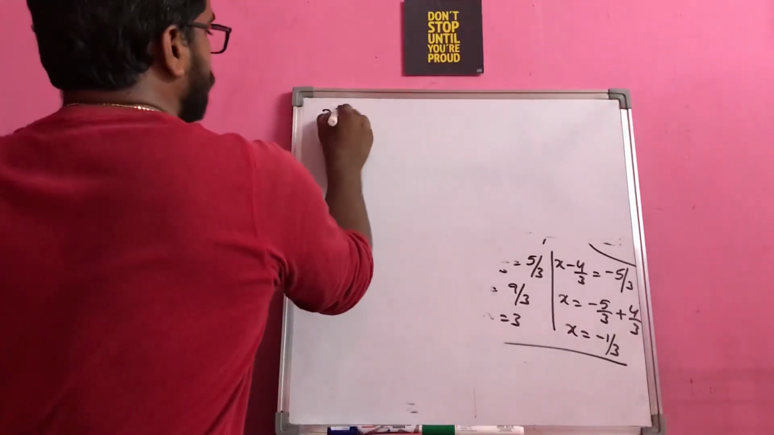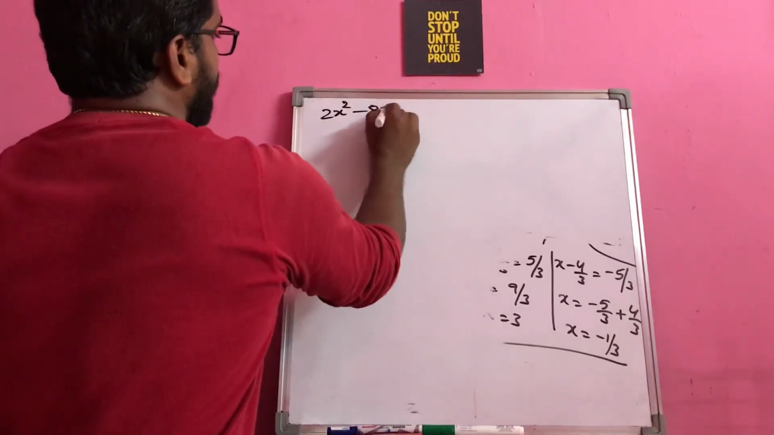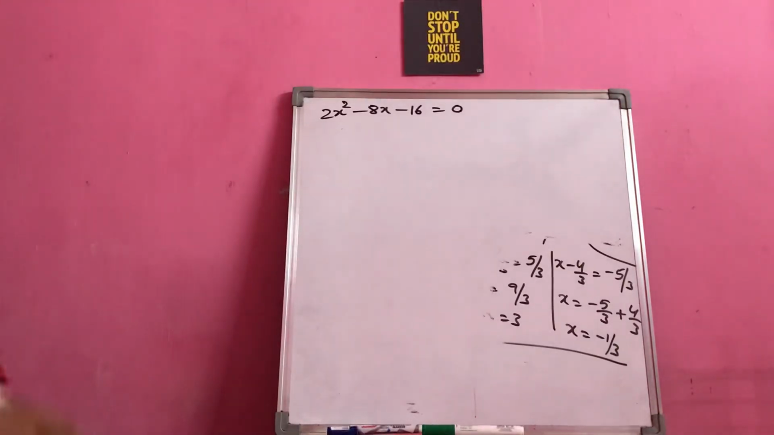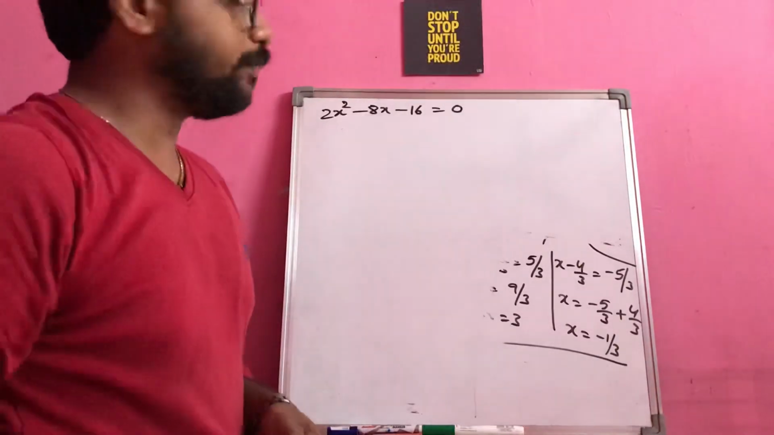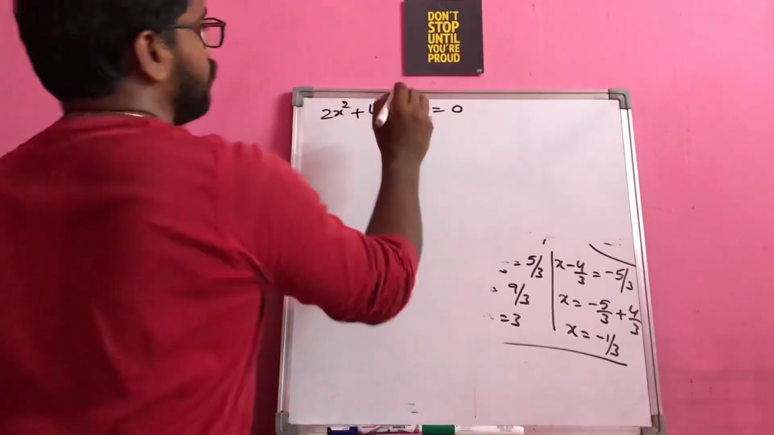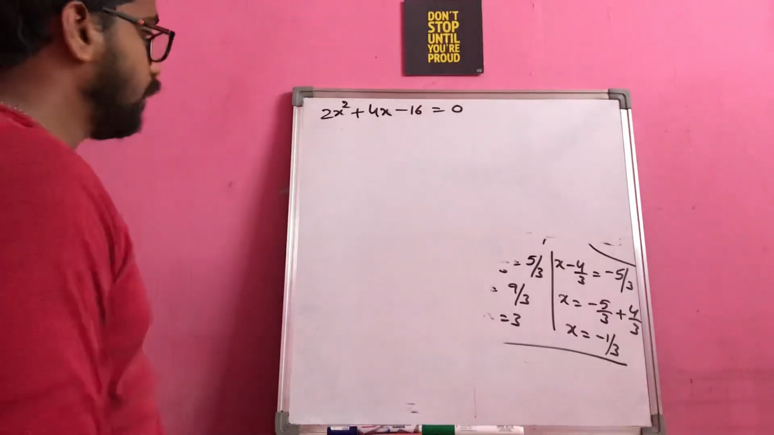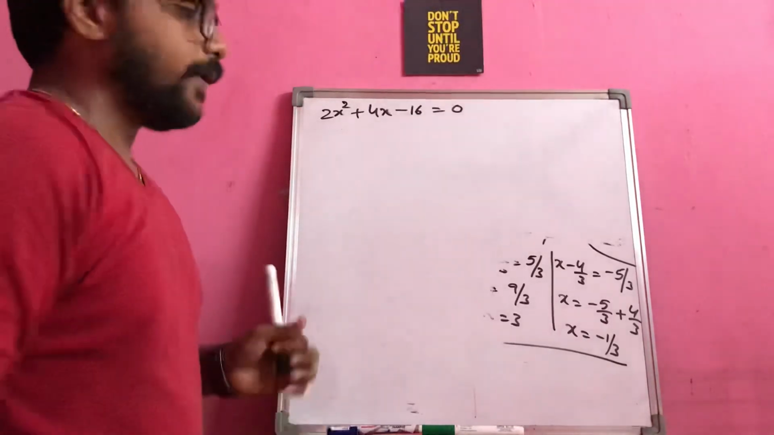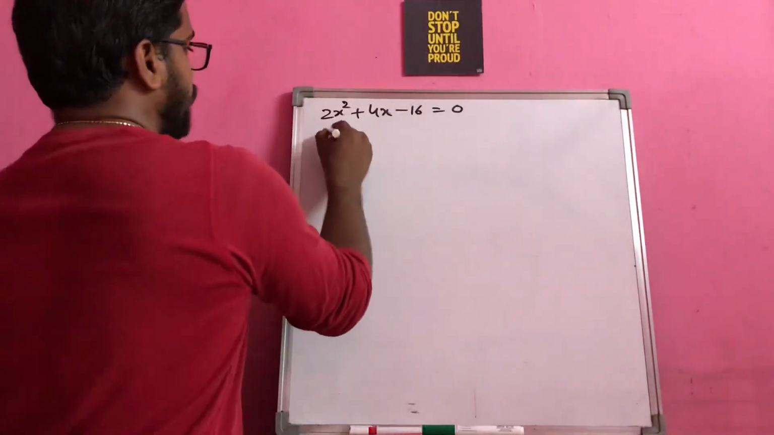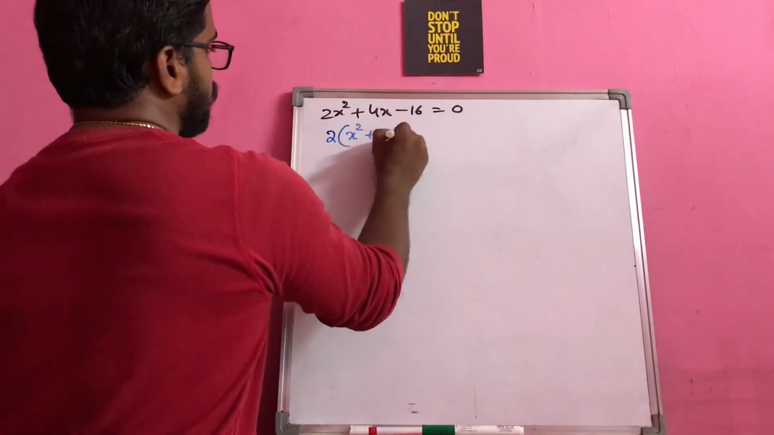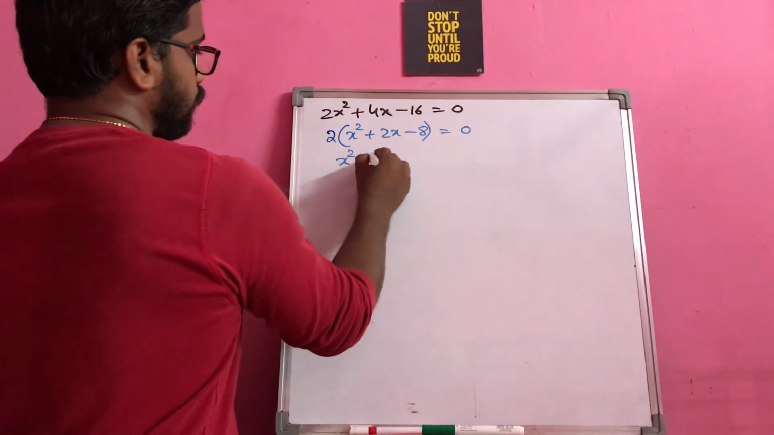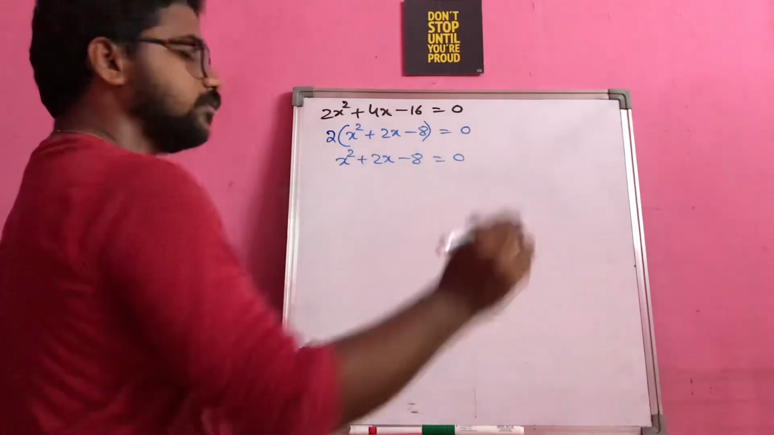Write down this: 2x² + 4x − 16 = 0. Sorry, 2x² plus 4x, 2x² + 4x − 16. So as usual, according to our procedure, make the coefficient of x² as 1. That is the first point. So take 2 as common, x² + 2x − 8 = 0.